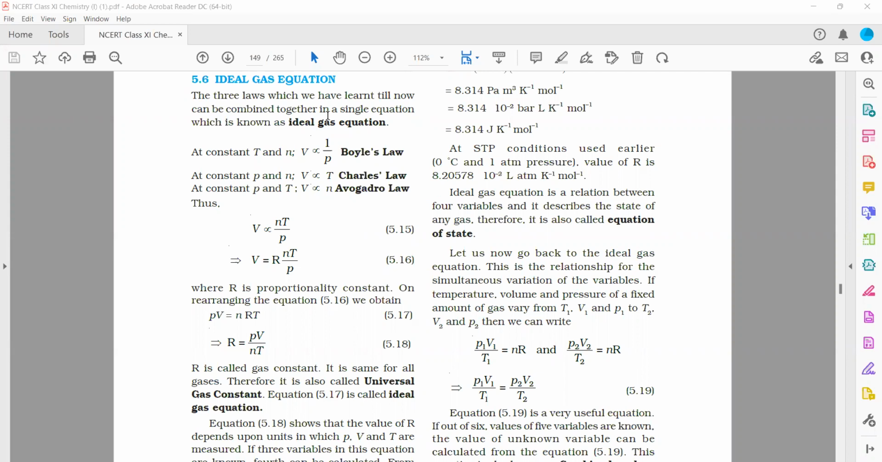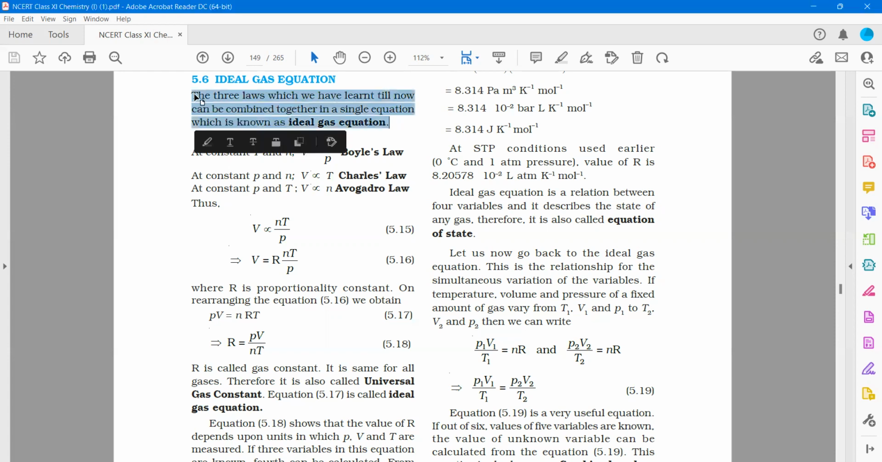So let us now study the ideal gas equation, which is the combined form of all the four laws basically. Four laws, or we can say three laws, because we saw that Gay-Lussac's law can be derived from Boyle's law and Charles' law only. So let us start. The three laws which we have learned till now can be combined together in a single equation, and that is known as the ideal gas equation.